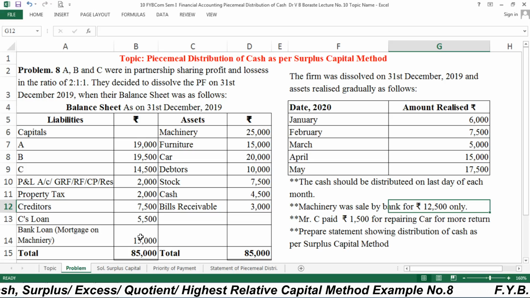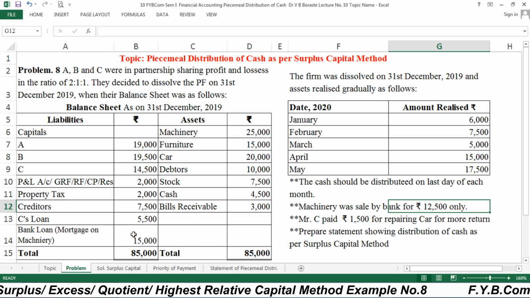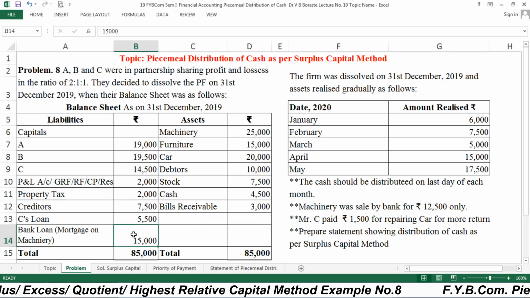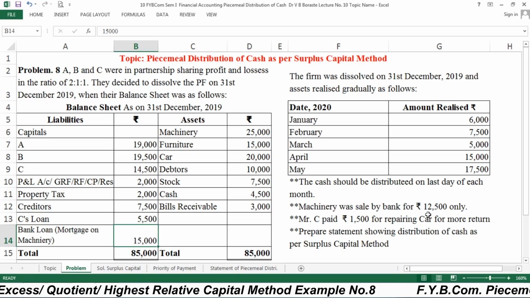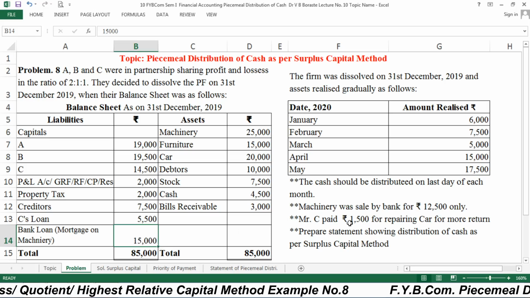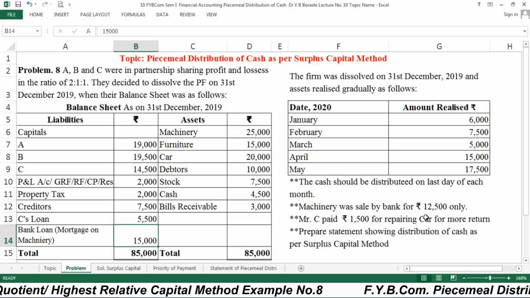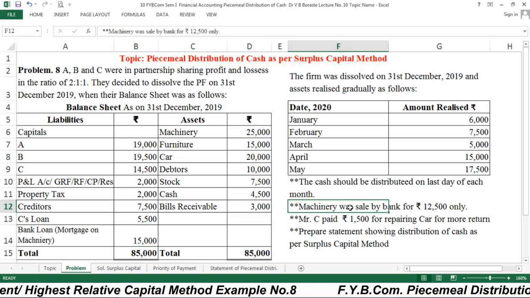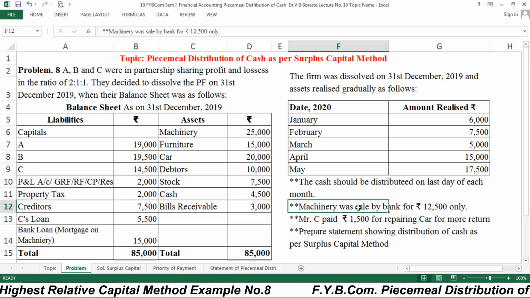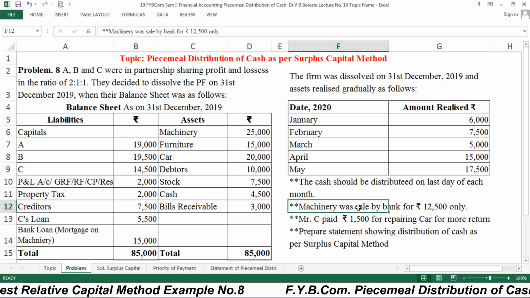It simply means that the bank loan is still payable. That means 15,000 was a liability, the bank recovered their 12,500, and still 2,500 of the bank loan is payable. We will see how it will be reflected in the priority of payment. Later on we will discuss that.